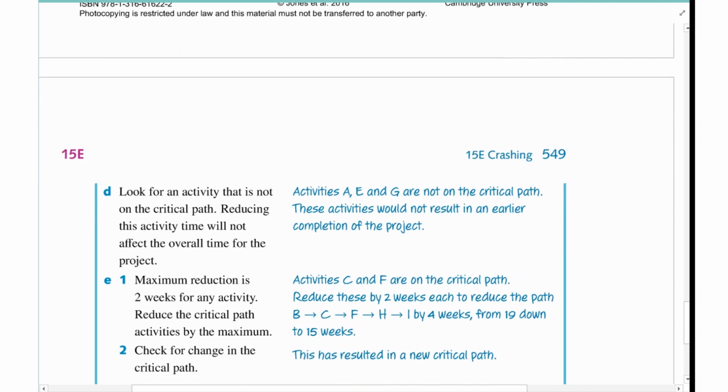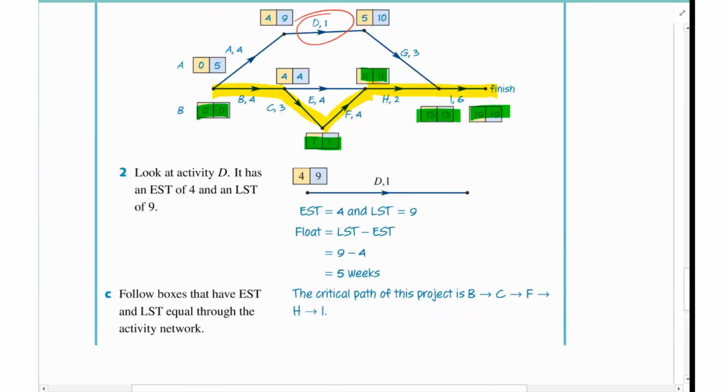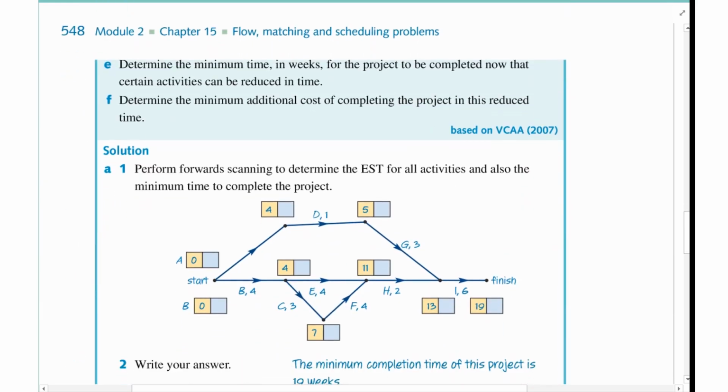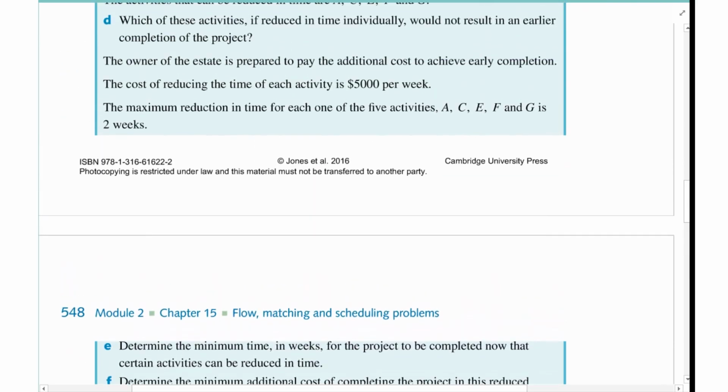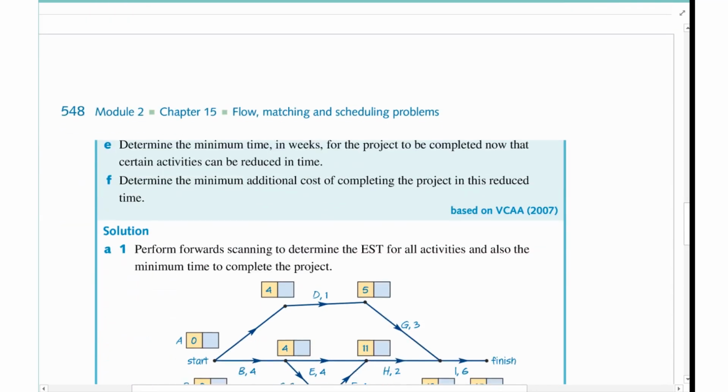So going back to question D, which was to look for an activity not in the critical path. Sorry, I'm going to scroll back up for a sec. It was: which of the activities, if reduced in time, would not result in an earlier completion of the project? Look for something that's got slack to it.